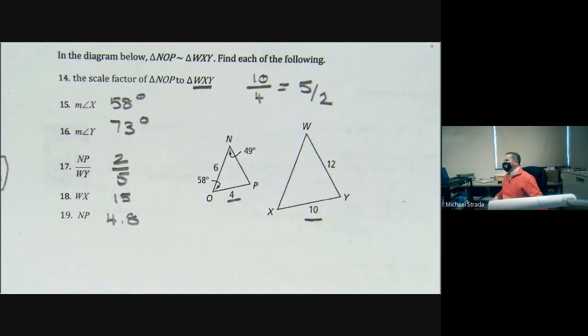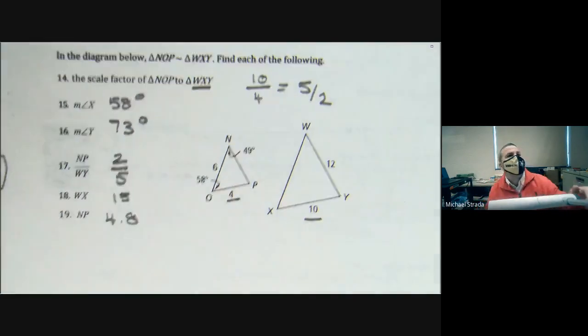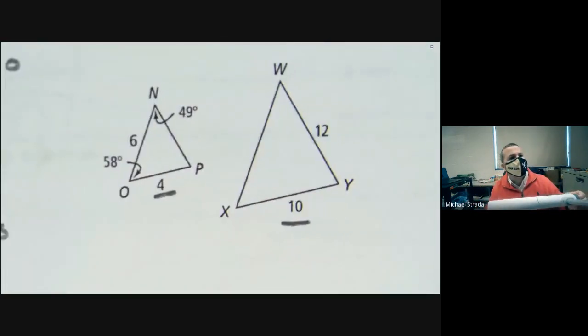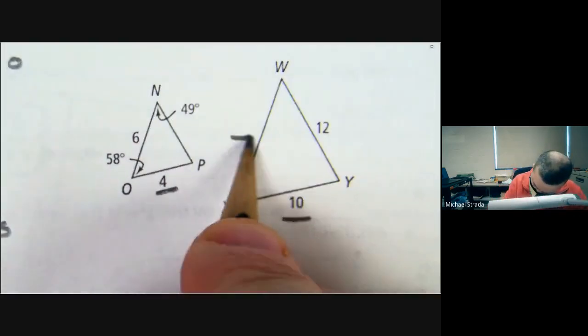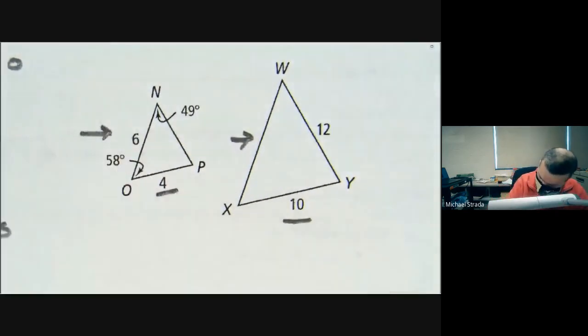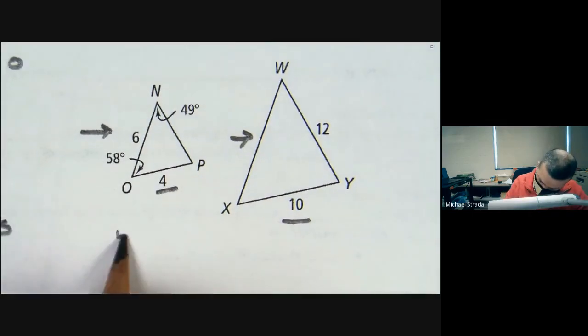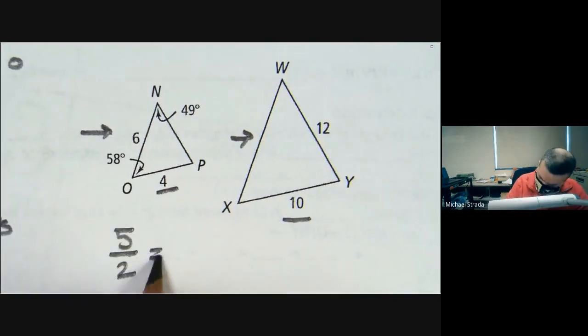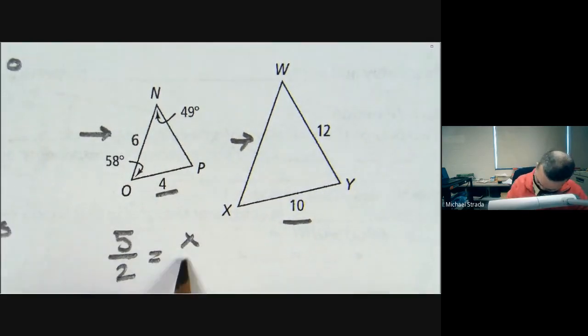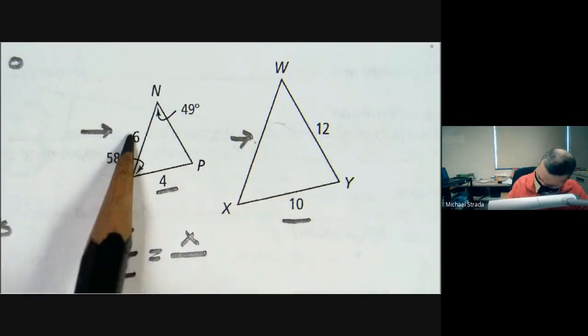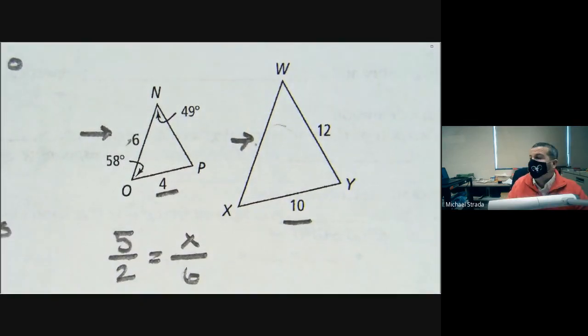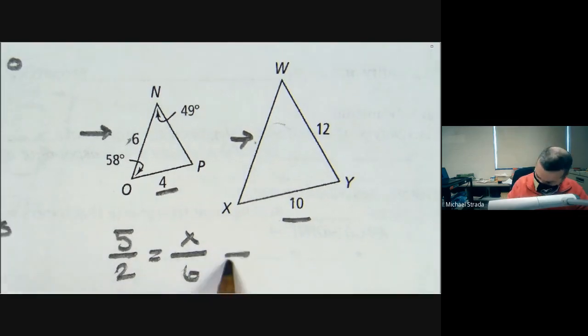Everybody good? Thomas, how'd I do? Which one? 18, WX? Okay. So WX, which is here, corresponds to NO, which is 6. So my scale factor originally was 5 over 2. WX is in the bigger, so that's my variable. And then what corresponds to WX and the other one is the 6. Good. Now we're just going to cross multiply. 6 times 5 is 30. 30 divided by 2 gives me the 15.